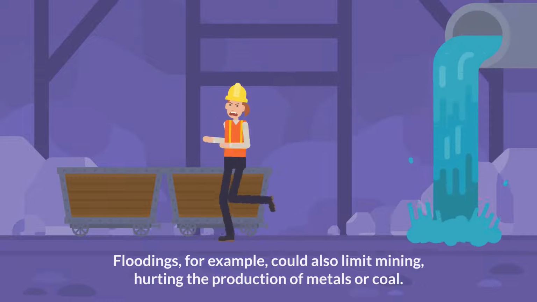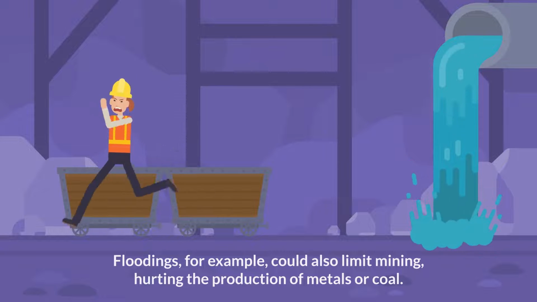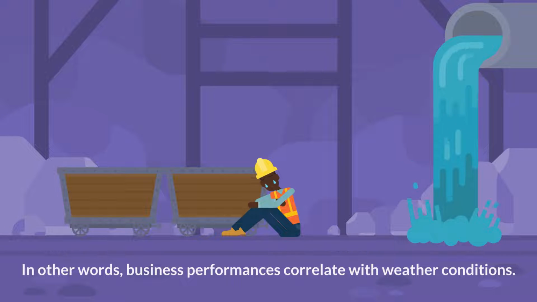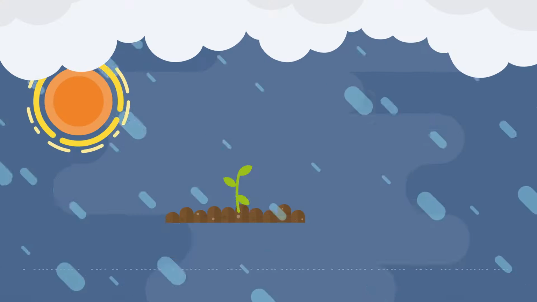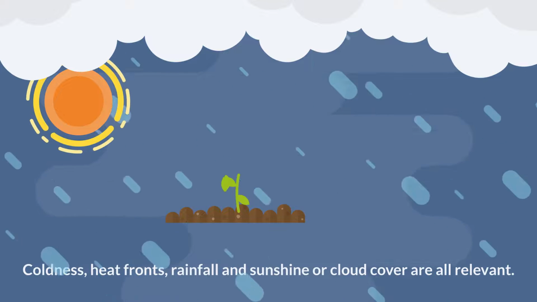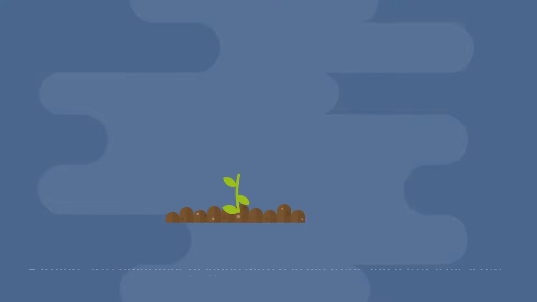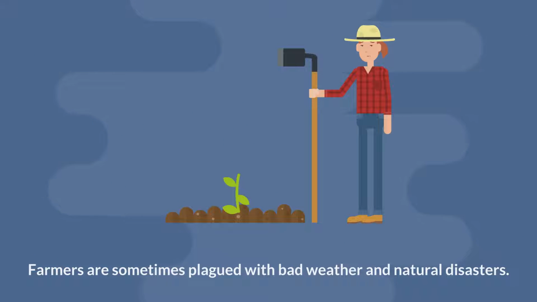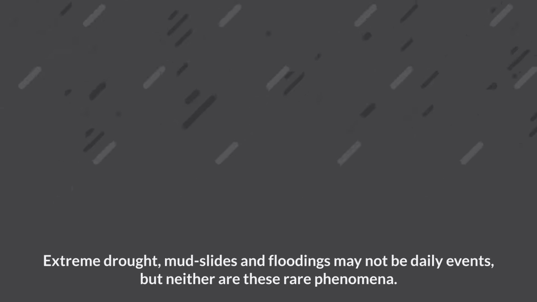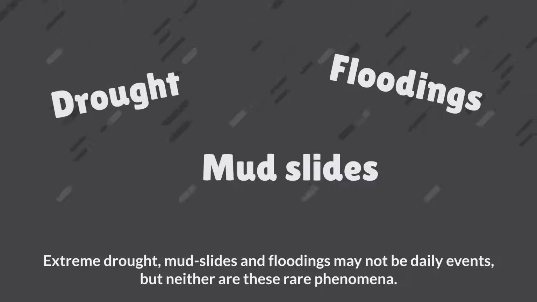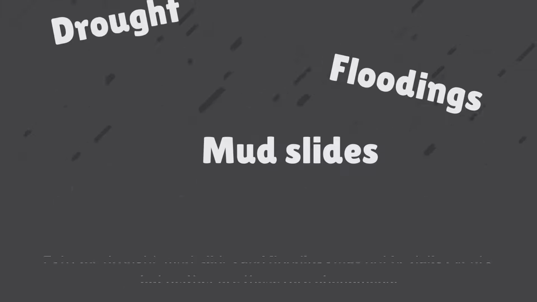Floodings, for example, could also limit mining, hurting the production of metals or coal. In other words, business performances correlate with weather conditions. Coldness, heat fronts, rainfall and sunshine, or cloud cover are all relevant. Farmers are sometimes plagued with bad weather and natural disasters. Extreme drought, mudslides and floodings may not be daily events, but neither are these rare phenomena.